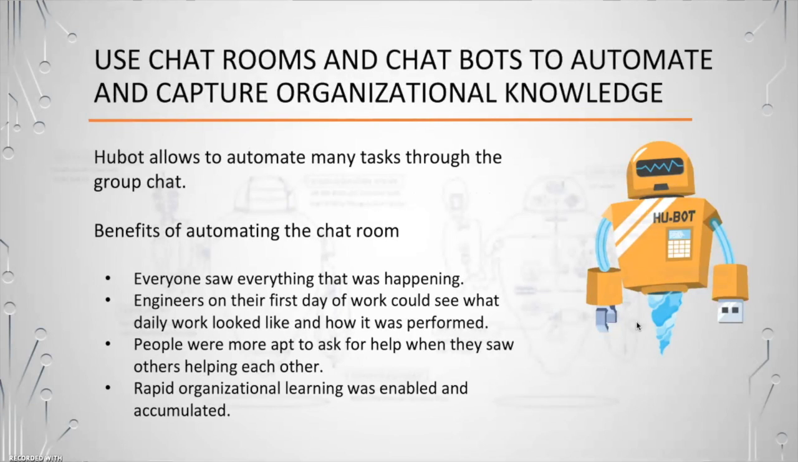Use chat rooms and chatbots to automate and capture organizational knowledge. An important part of companies is the chat rooms, where it's possible to communicate within the team and share information. Automating this chat helps us manage the chat room in a more effective and fun way. For this, a tool called Hubot allows automating many tasks through the group chat. Hubot is a popular product in software development companies, made and maintained by GitHub. Hubot allows you to automate many tasks through your group chat and helps improve employee efficiency.